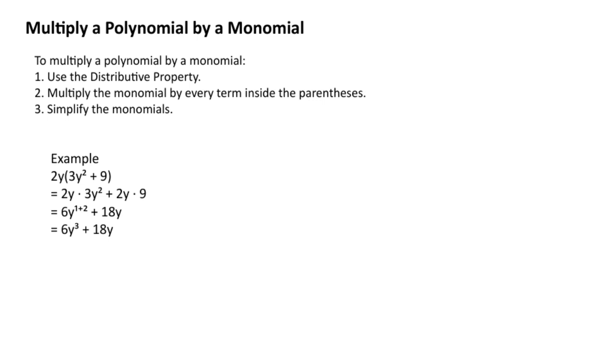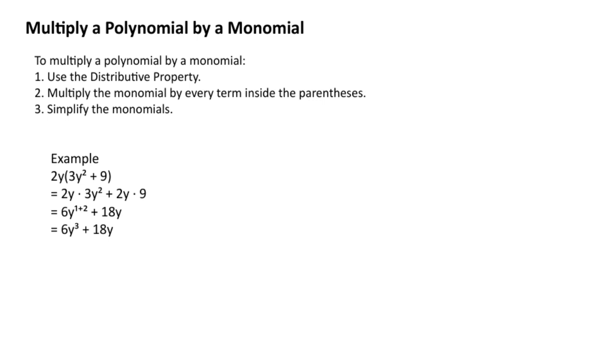When we multiply 2y by 3y², we get 6y³ because we multiply the coefficients 2 and 3 and add the exponents of y, which are 1 and 2. Next, multiplying 2y by 9 gives us 18y, since 2 times 9 is 18, and y stays as it is. After that, we write the terms out: 6y³ plus 18y. Notice how we simplify the exponents in the first term to get the final answer.